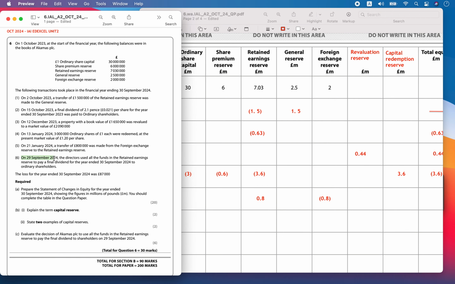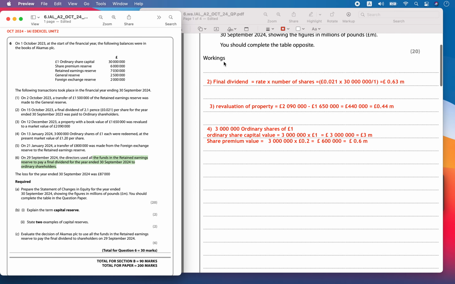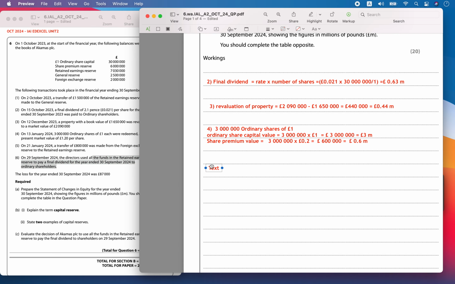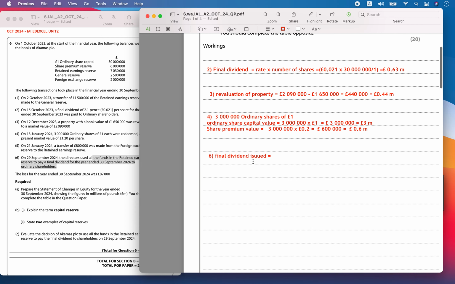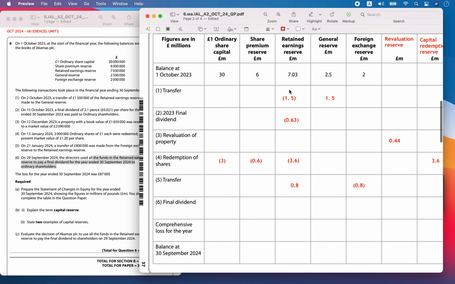Then they are saying that in September 2024 the directors used all the funds in the retained earnings to pay the final dividend for the year ended 30th September 2024 to shareholders. So let's calculate this. How much was the final dividend issued on this date? So the final dividend issued was equal to whatever was left from the retained earnings.